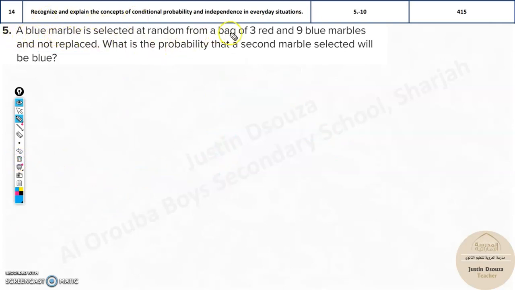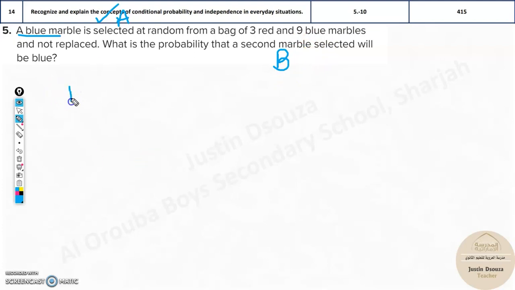Now over here, let's read the problem. A blue marble is selected at random from a bag of 3 red and 9 blue marbles and not replaced. What is the probability that the second marble selected will be blue? Now this is a condition. The condition that the blue marble is selected first, this is A, and then again the second marble is also selected to be blue. That is B.